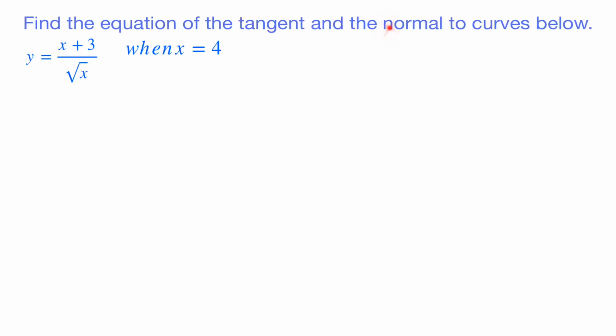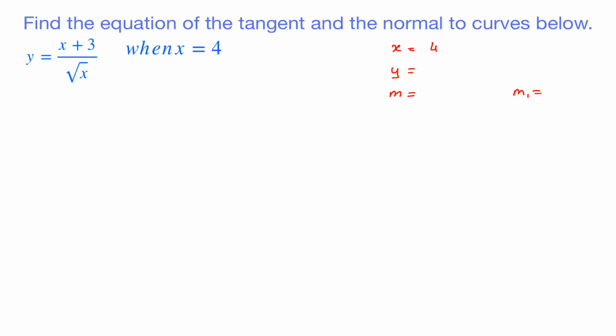Find the equation of the tangent and the normal to the curve below. y is equal to x plus 3 over square root x when x is equal to 4. To find the equation of the tangent and the normal, we need three things. We need x, we need y, and the gradient. The gradient of the tangent and the gradient of the normal, because we want to find the equation of the normal also. So what is our x? X is 4. That is going to remain same for the normal and the tangent.